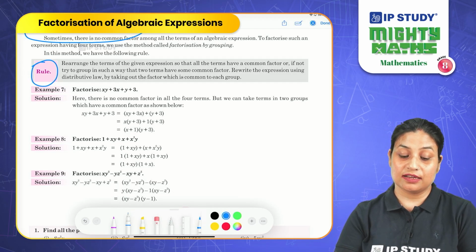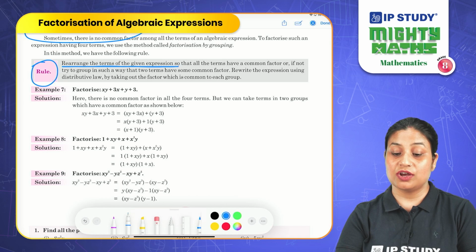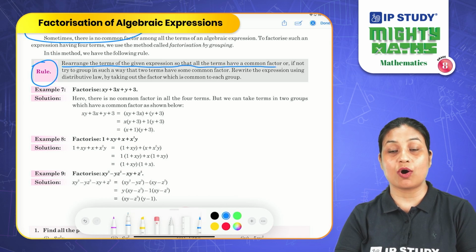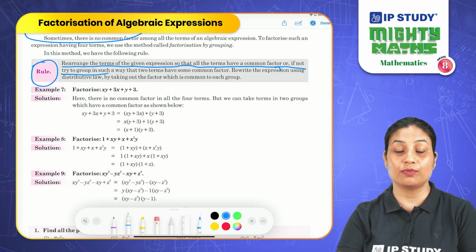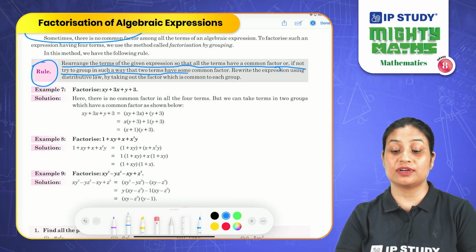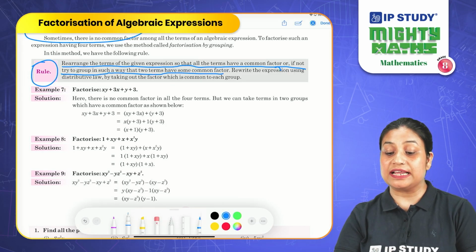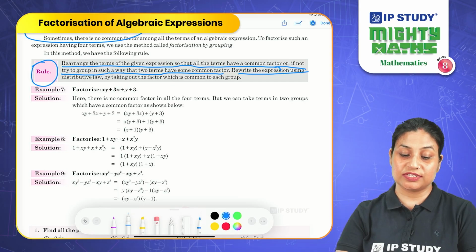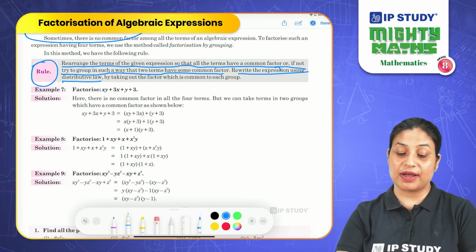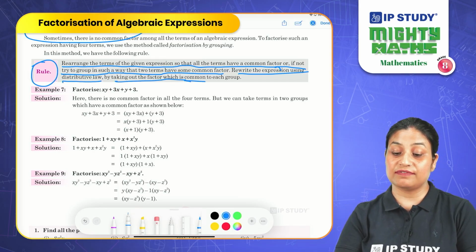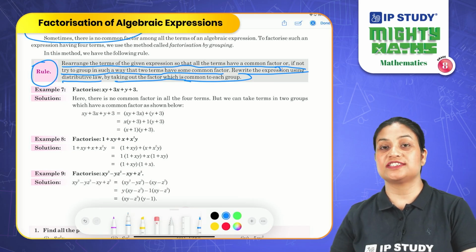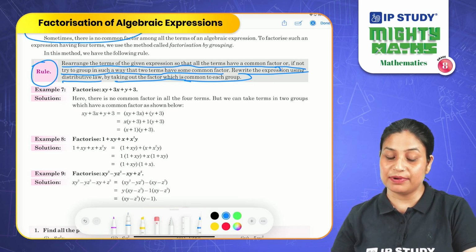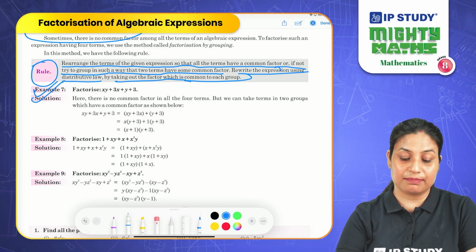It is saying: rearrange the terms of the given expression so that all the terms have a common factor, or if not, try to group in such a way that two terms have a common factor. Rewrite the expression using the distributive law by taking out the factor which is common to each group. So in order to understand this rule, let's take an example. Let's take example number 7 over here.